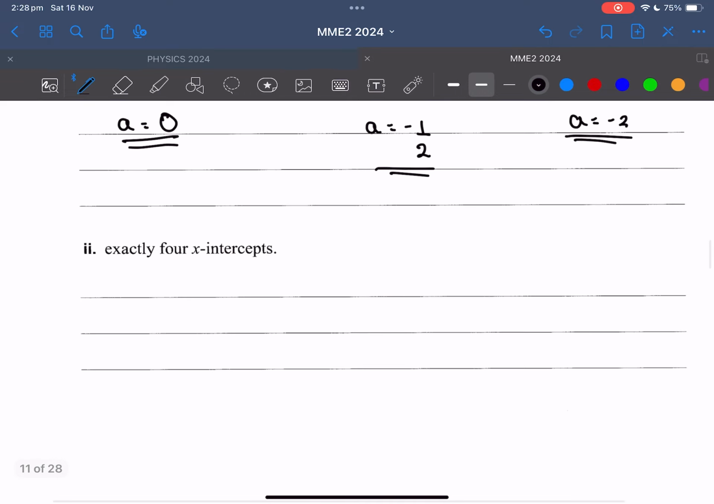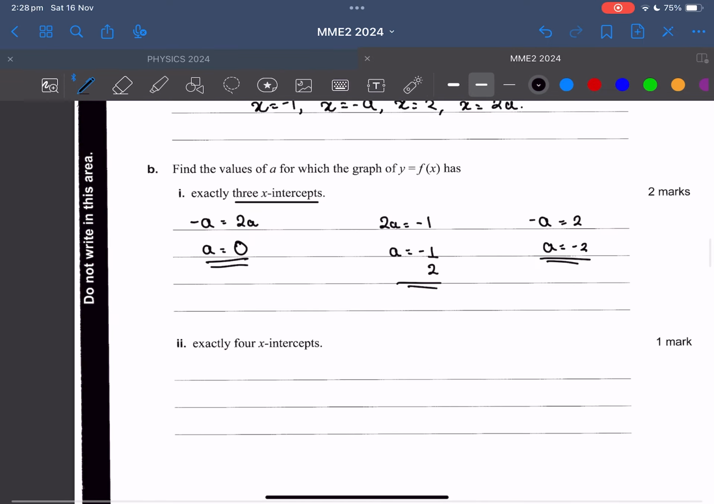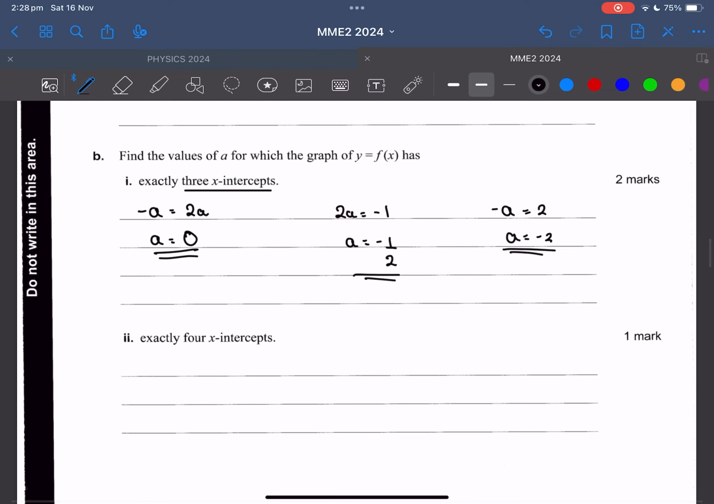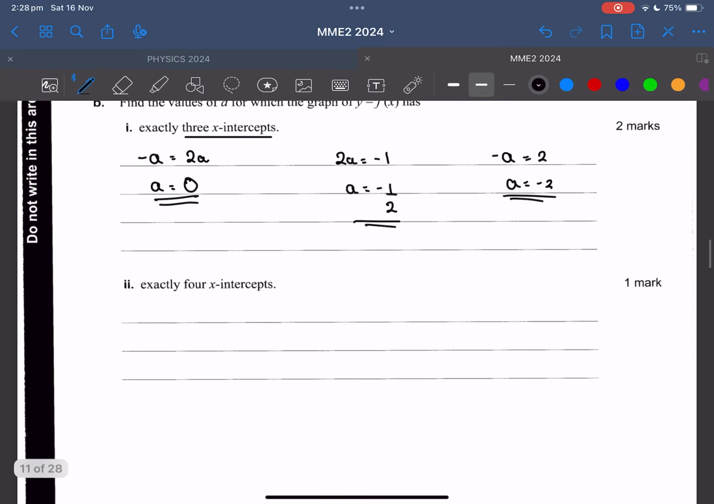Okay, exactly 4 intercepts. So if we found the a values for exactly 3 intercepts, all we have to do is reject the 3 values for finding the 4th intercept, right? So if we want exactly 4 intercepts, then we have to reject the values of a which give us 3 intercepts or less. So all we have to do is say a is all real numbers except -2, -half, and 0. Are we missing something?